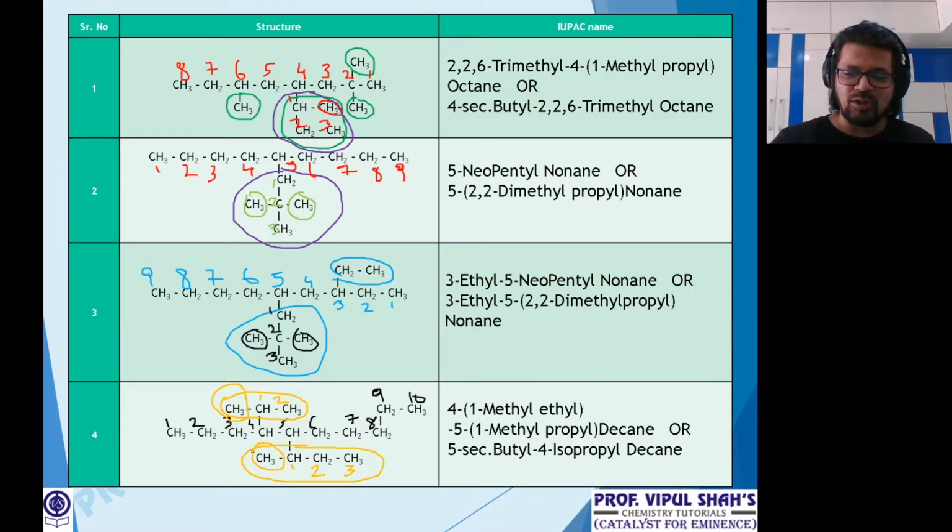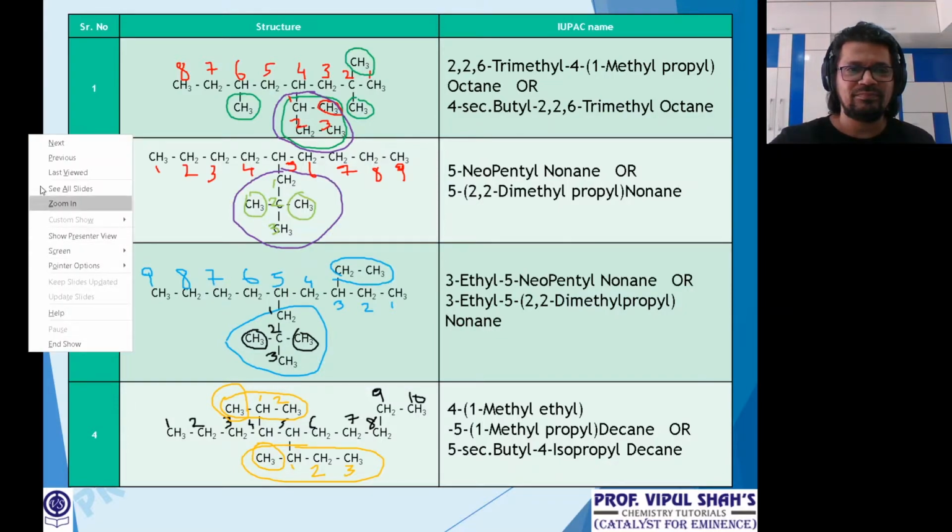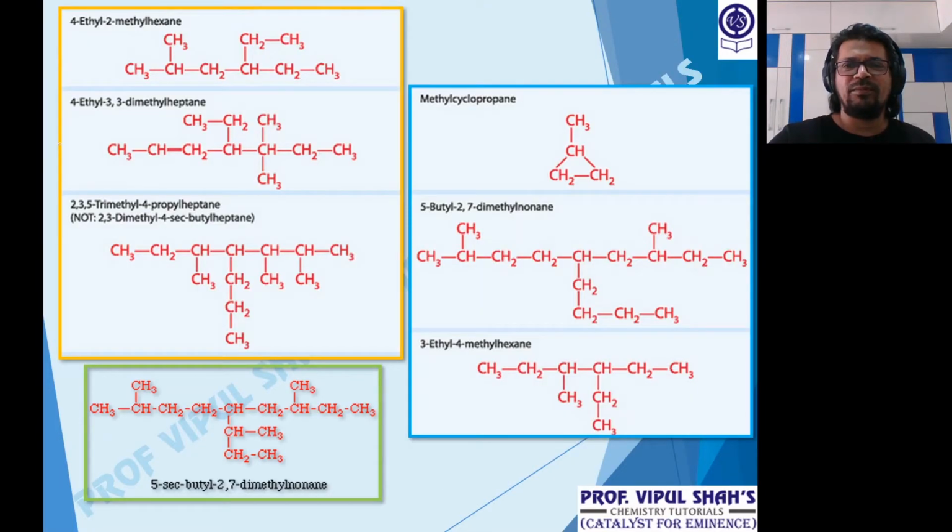Okay, let's do something more. Some more examples. Okay, now observe this. How do I name these compounds? First, we start numbering from left to right. Why? Because the branch gets a lower number. So 1, 2, 3, 4, 5, 6. So we have 4-ethyl, 2-methyl, and the continuous chain is of 6. So what will be the IUPAC name now? We write alphabetically always. So 4-ethyl, 2-methyl hexane.